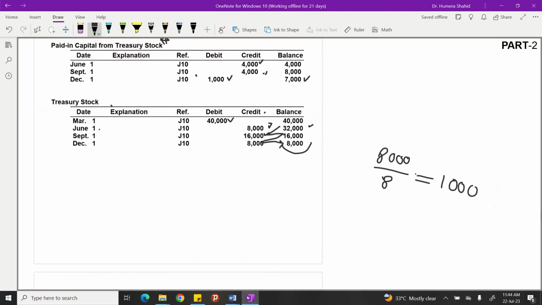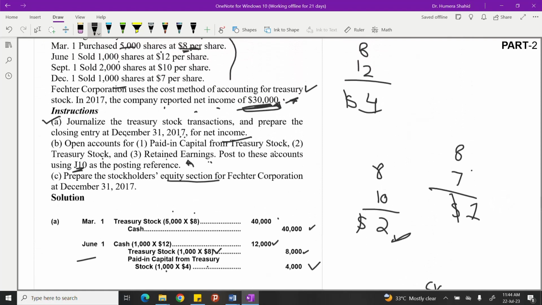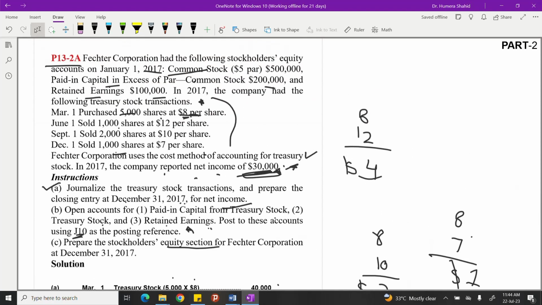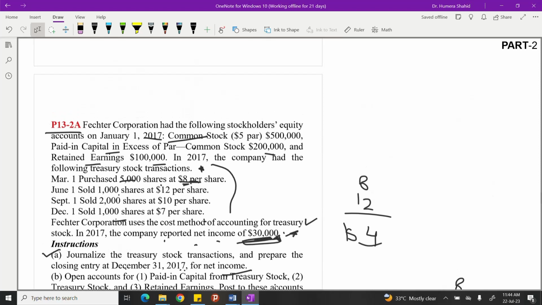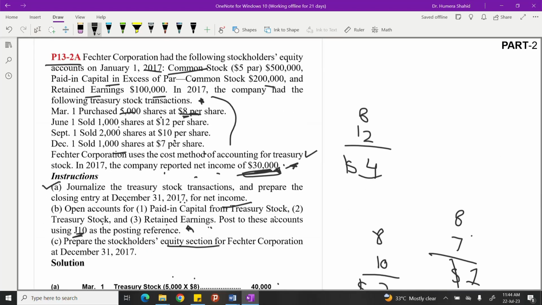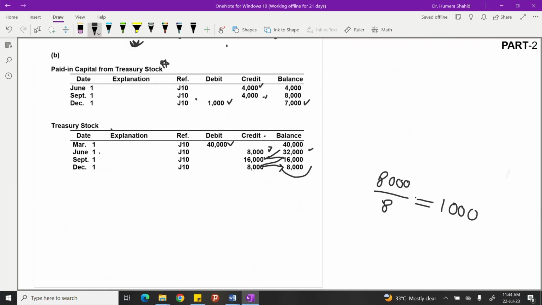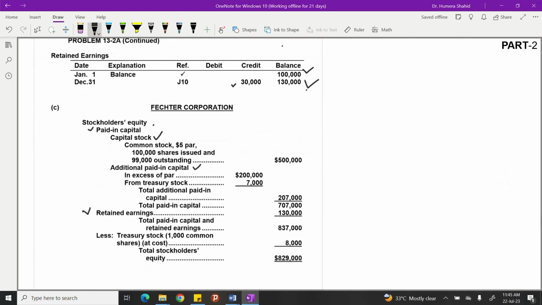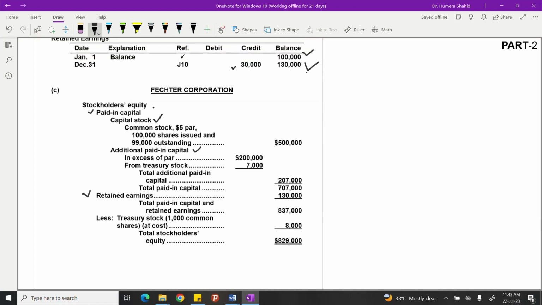You can also do it this way by looking at the journal information. 5,000, where is it in the question? Yes, 5,000 shares were purchased. Then you sold 1,000, so remaining are 4,000. Then you sold 2,000, so remaining are 2,000. Then you sold 1,000, remaining are still 1,000. So you have 1,000 shares with you. That's why we need to write it. So 100,000 shares were issued for common stock, but 1,000 are still in treasury.